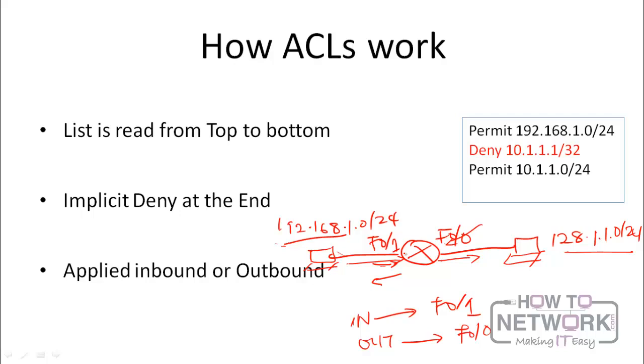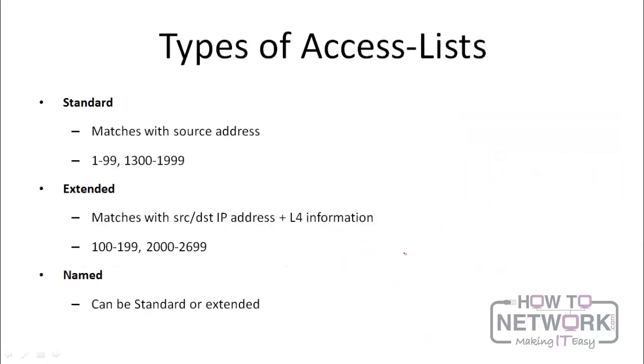This may not make a lot of sense right now, but when you take more examples, you're going to see how to decide where to apply in and out. We're going to see how we decide where to apply an access list. Now let's look at types of access lists.